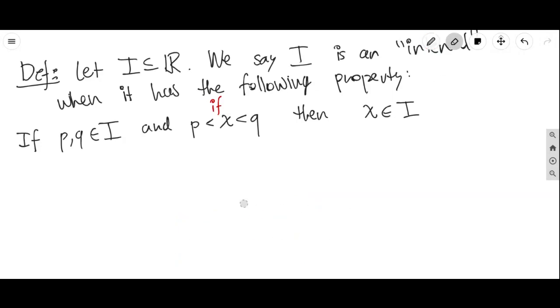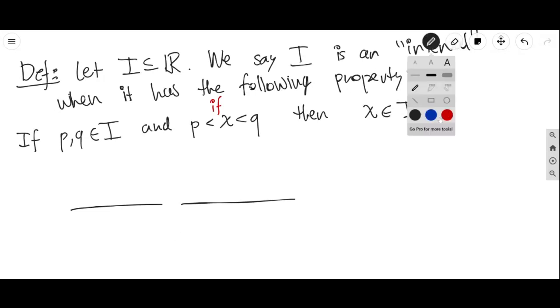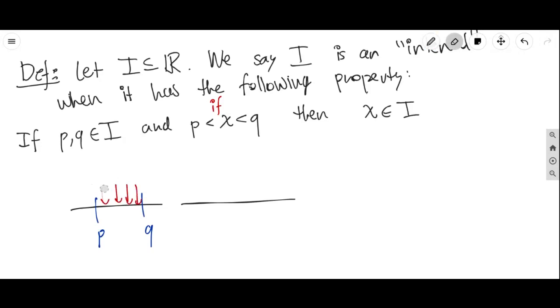A picture of something that would not be an interval is, let's say, if it's broken apart like that, you see there's that break over there. So if I pick P over here and I pick Q over there, then you can see it does not matter where I pick the X. No matter where you select the X in between these two, it will fall inside the interval.